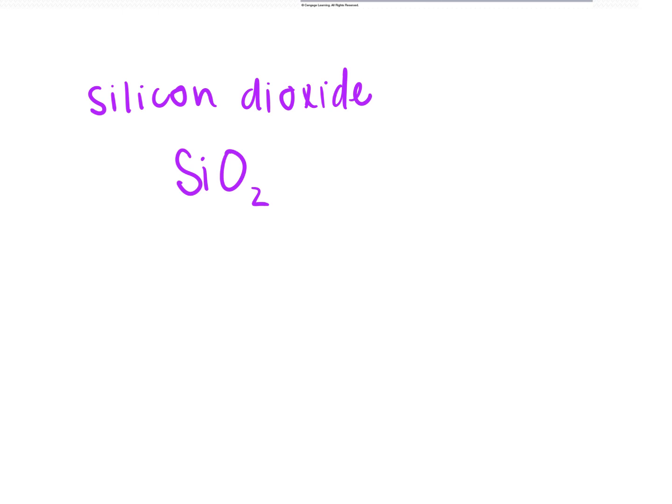If I see this formula and I have to decide how to name it, how do I decide if it's ionic or covalent? Are they both non-metals, or are they a metal and a non-metal? That's the first decision you have to make. When you're given a whole sheet of compounds to name, the first thing you have to decide is: is it ionic or is it covalent? Because you have a certain set of rules for how to name them.